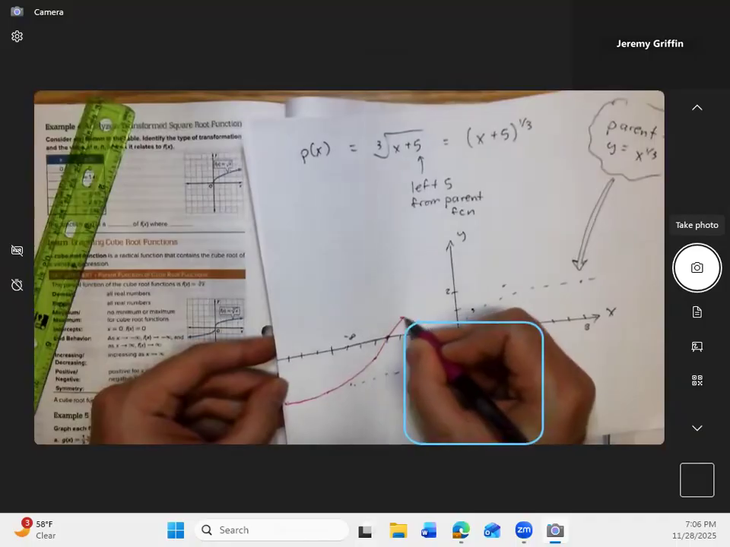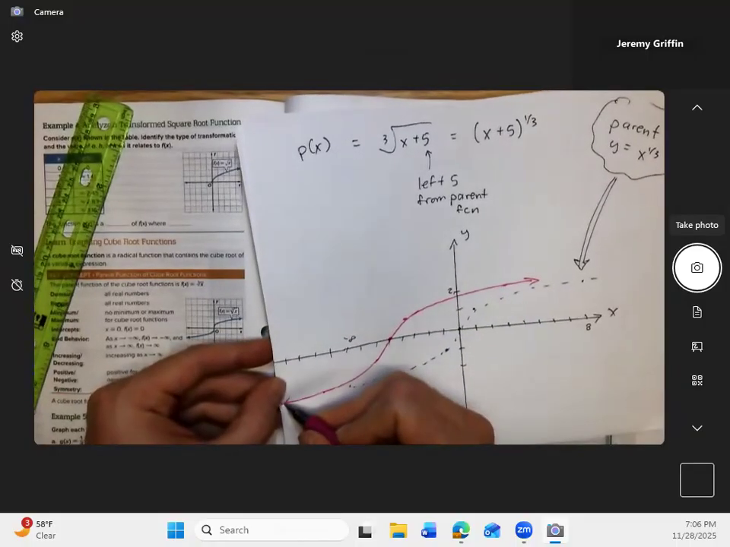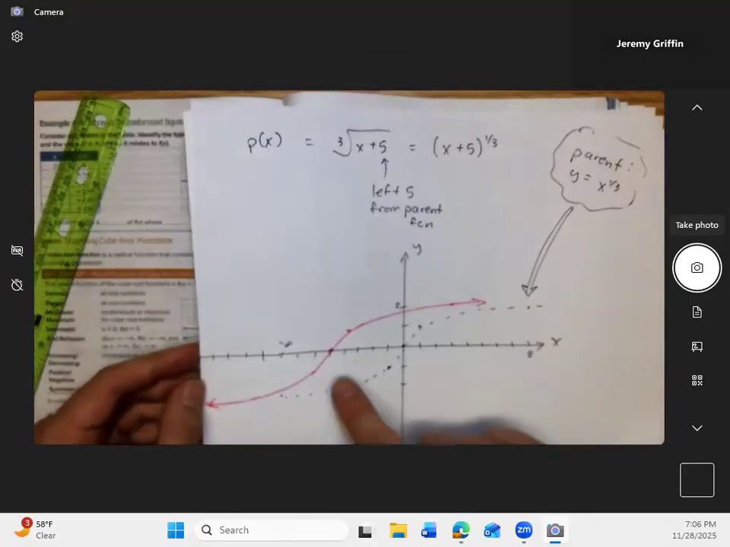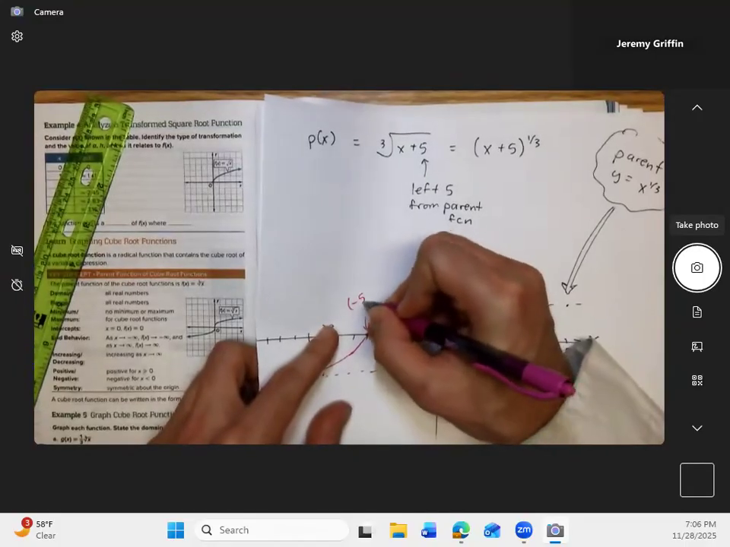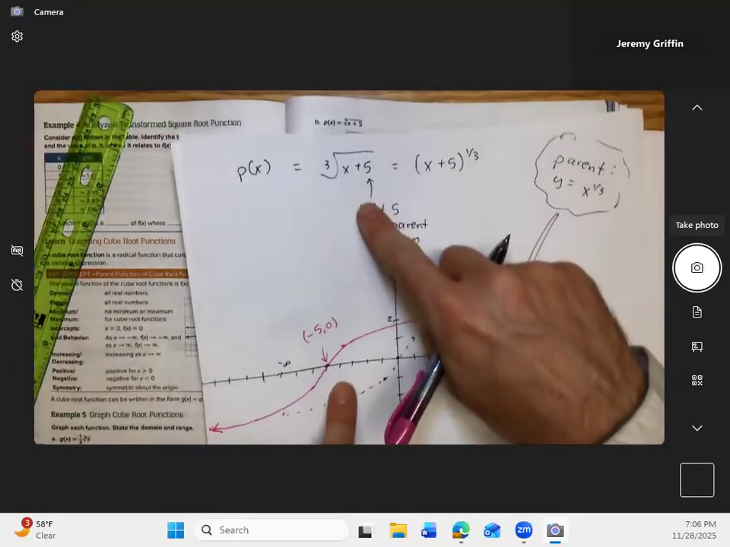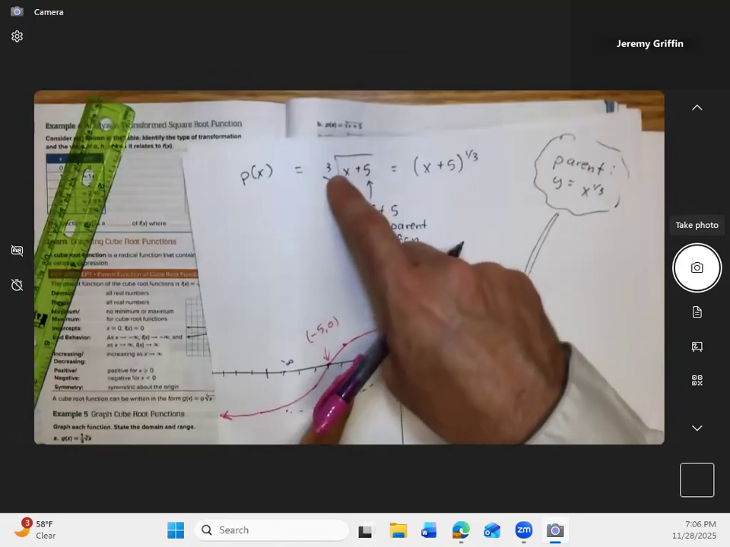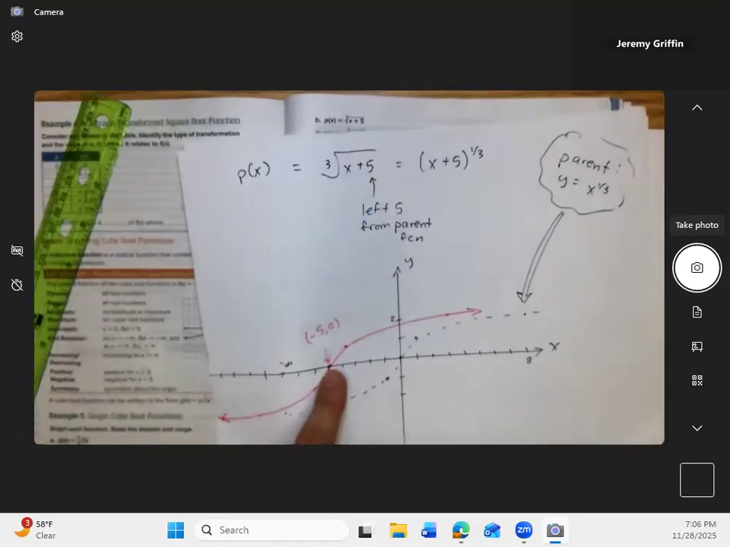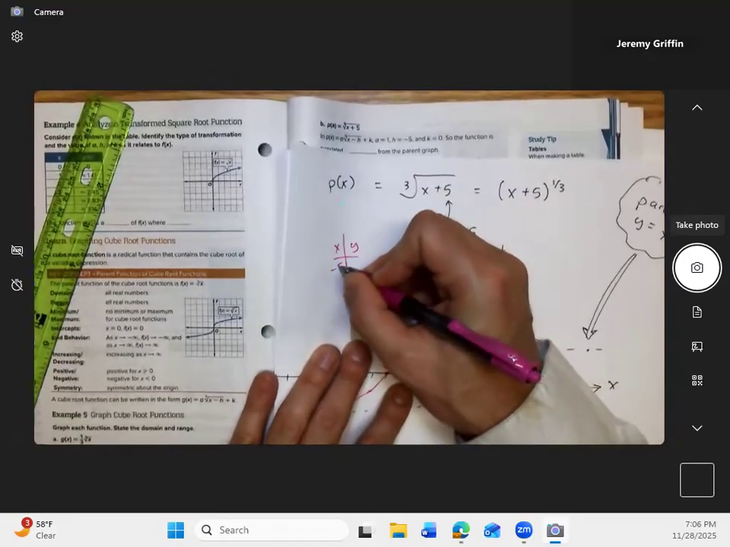I'll pick a couple of test points and show you that I'm pretty sure this is correct, and I'll throw that into Desmos. How about this point? I'm claiming, for example, that the point at -5, 0 is on my p of x. Well, if I plug in -5, plus 5 would be 0. And the cube root of 0 is 0. Yeah, that's totally a point. I made a little table: x, y, -5, 0.